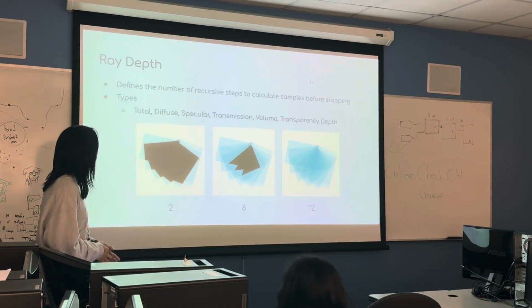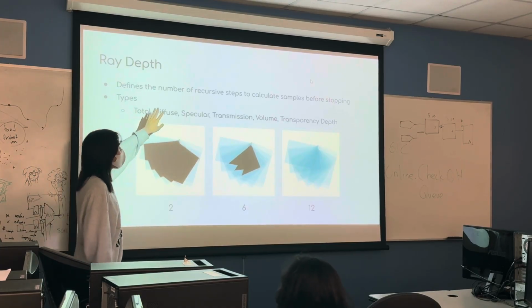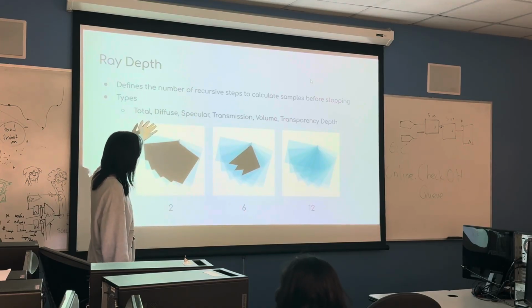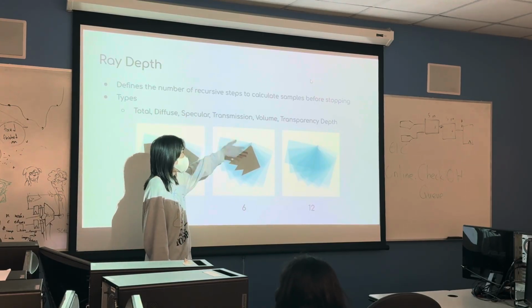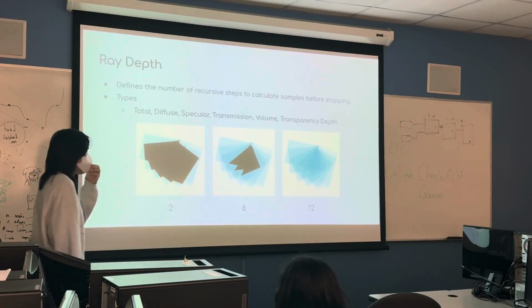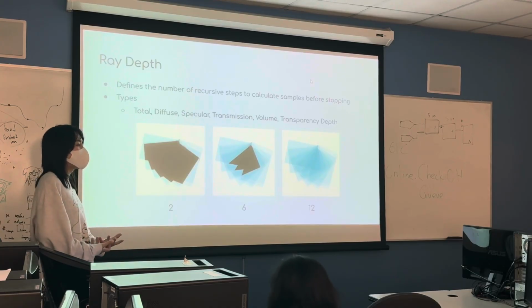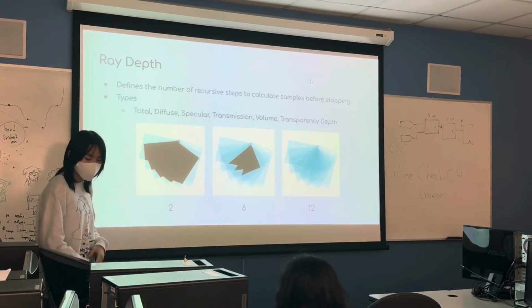Okay, cool. So the ray depth is actually specified for every single ray type that we mentioned before. You have your diffuse ray depth, your specular ray depth, transmissive ray depth, volume ray depth as well. This is just about when it stops checking to give information about that type of ray.